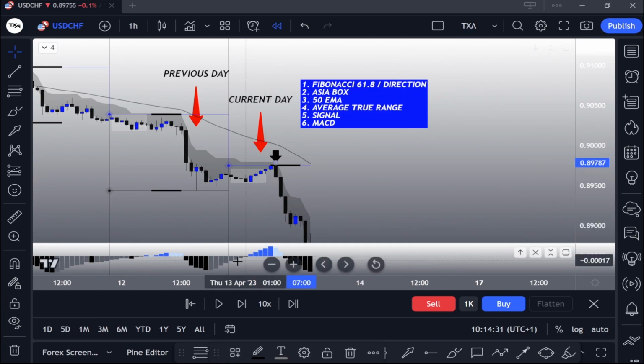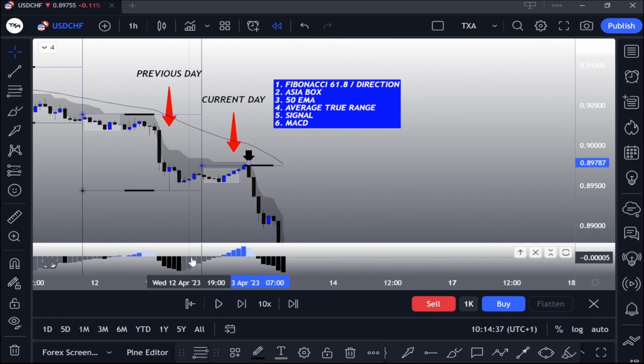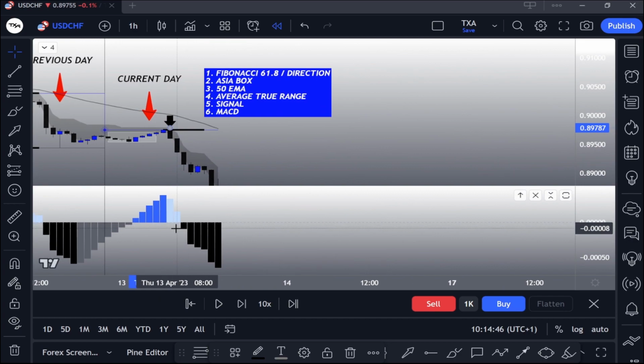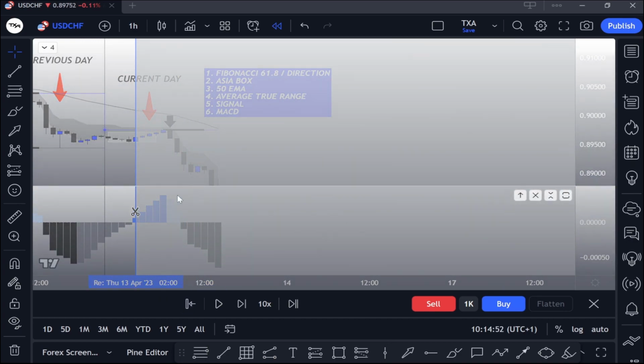Okay. Now, what is the purpose of step number 6, MACD? The MACD is another indicator that simply shows you when the momentum shifts. So let me just expand this section right here. So now, let me just move it to this section.